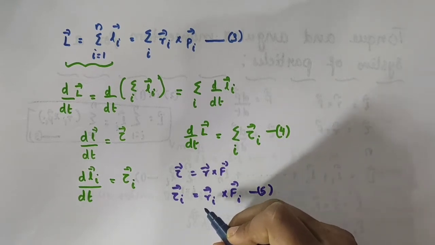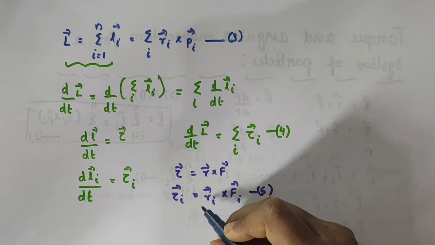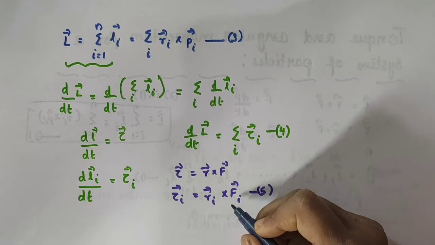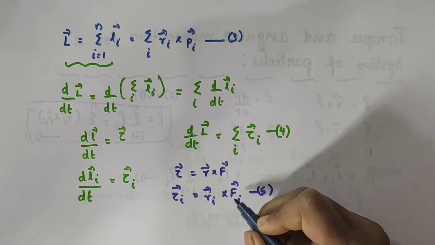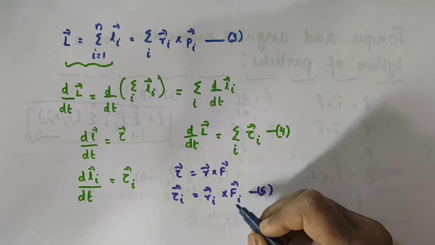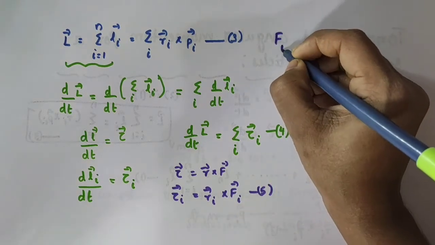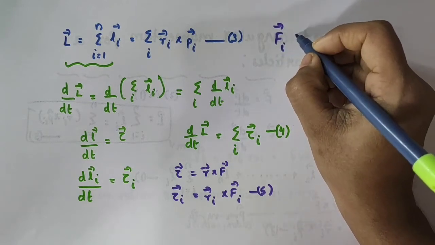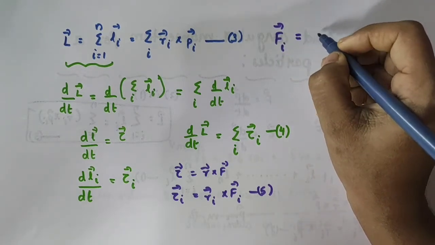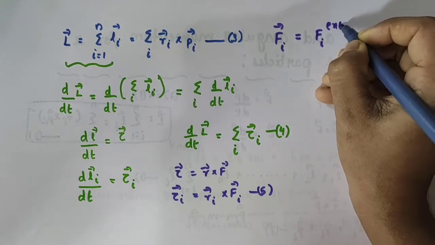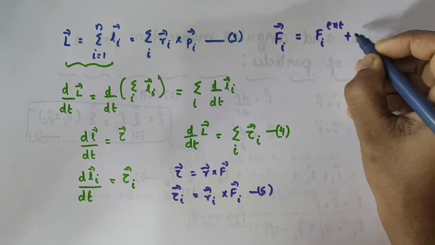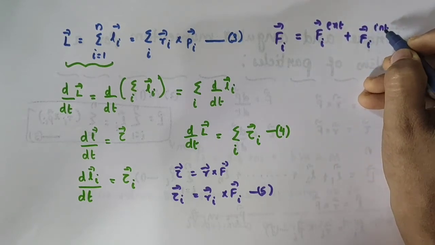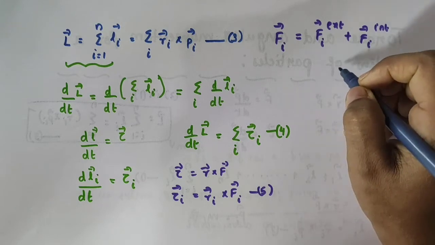Here vector Ri is the position vector of the ith particle with respect to some origin, and vector Fi is the force on the ith particle. This vector Fi is actually the vector sum of the external forces acting on the ith particle, vector Fi external, and the internal forces acting on the ith particle by the other particles of the system.